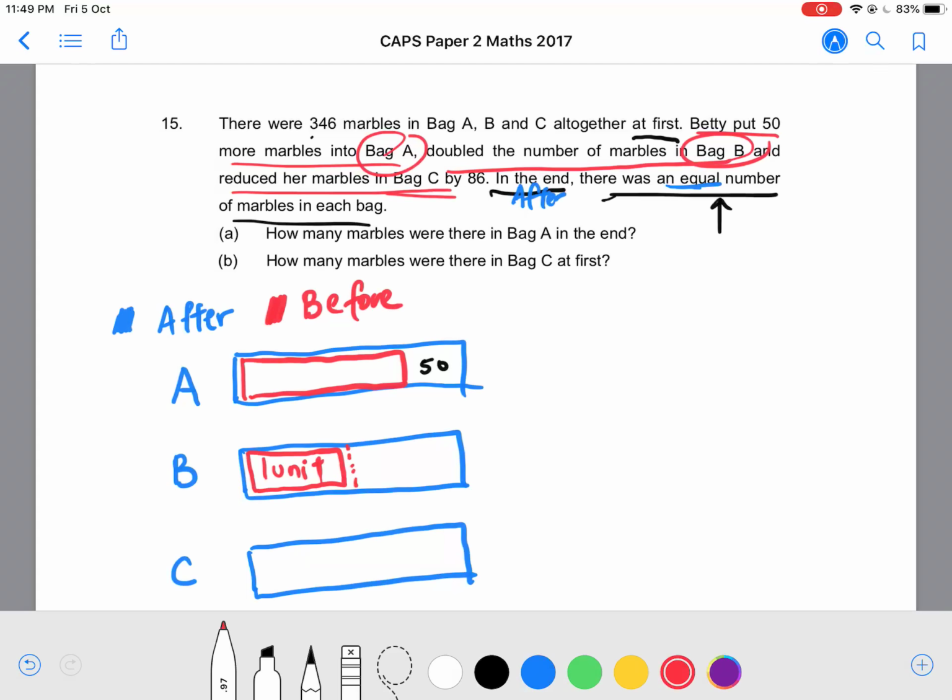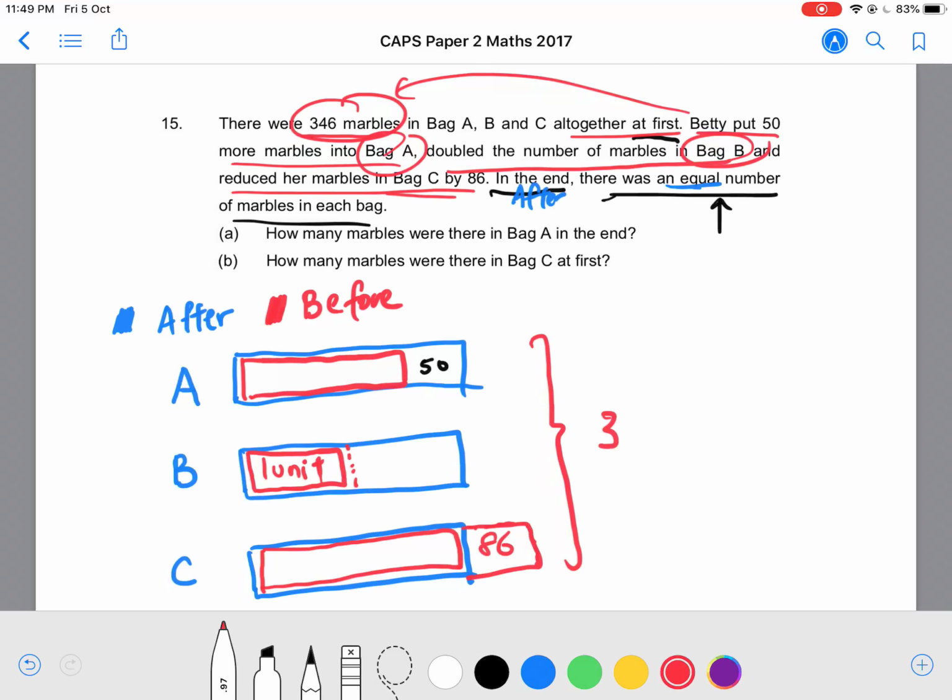Now bag C, you reduce by 86. Wow, you reduce. That's why it got shorter. So that means before that, for bag C, there were this amount and an additional 86, isn't it? Because before you reduced it. Now there's a number that we forgot to put in just now. 3, 4, 6 marbles at first. Because it is at first, the one in red is 3, 4, 6. I use red for 3, 4, 6 because it refers to before.